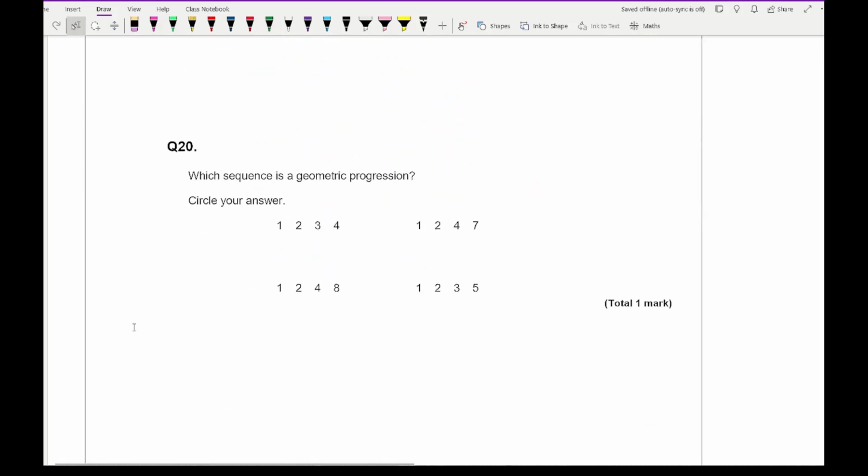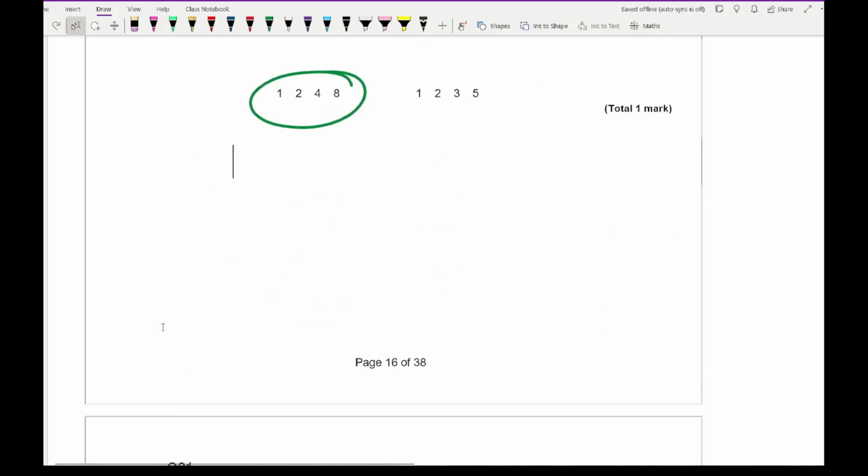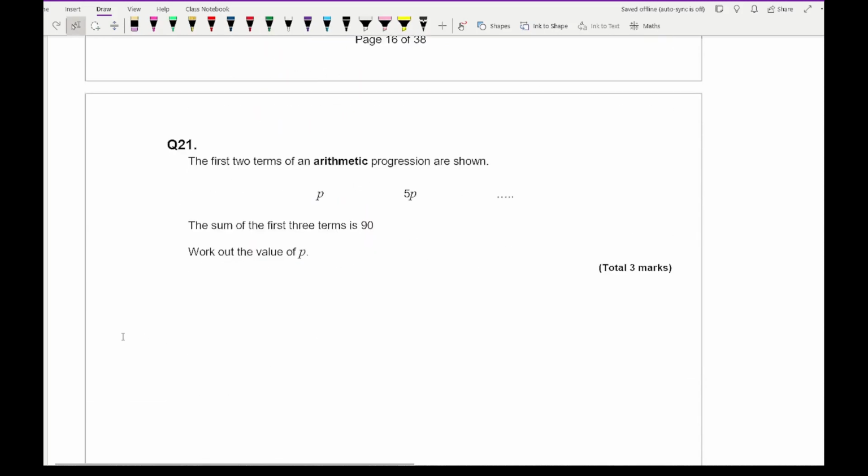Then moving on to question 20, it says which of the sequences is a geometric progression, and you should have highlighted the bottom left. Question 21, it says the first two terms of an arithmetic progression are shown. The sum of the first three terms is 90. Work out the value of p.